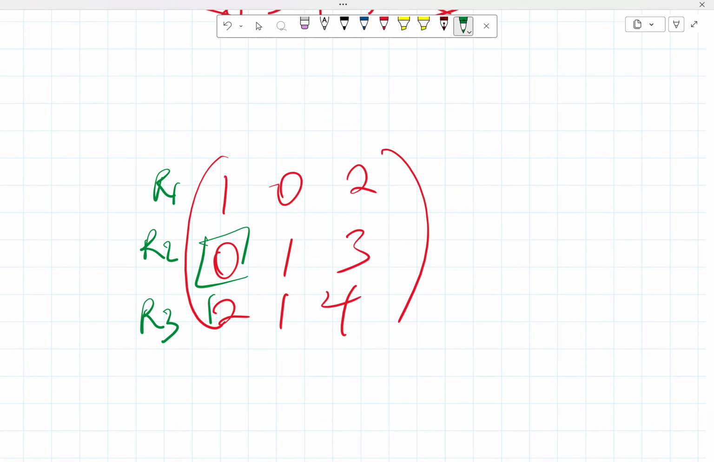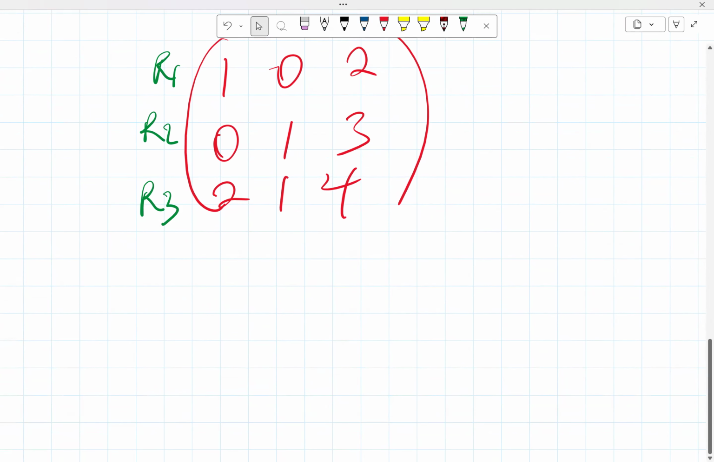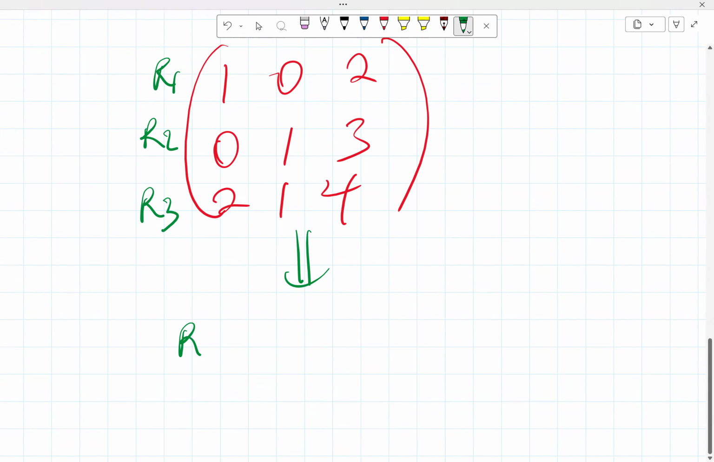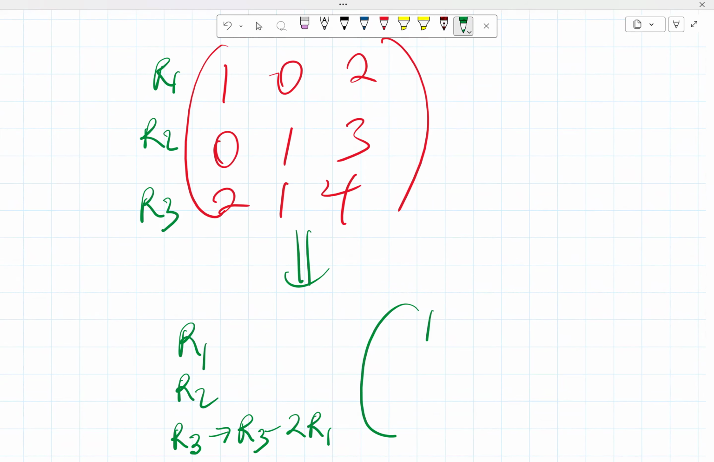Okay, but you do step by step. Make sure these two are 0 first. This is already 0, so you can only focus on this now. So it means that row 1 and row 2 are going to remain exactly what they are right now. So you have row 1, you have row 2, and row 3 now is going to be the old row 3 minus 2 times the old row 1 as usual. So you have 102, 013 fixed.